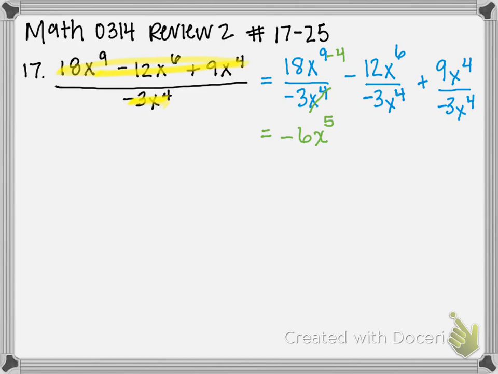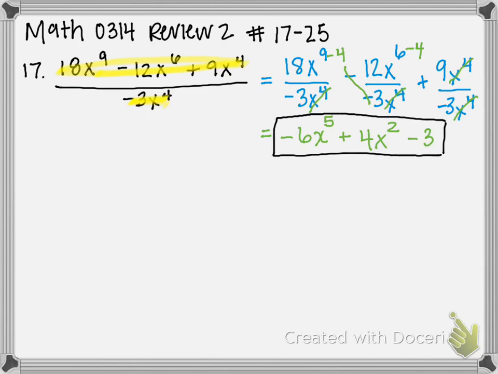Negative 12x to the 6th divided by negative 3x to the 4th. First, a negative divided by a negative, that's going to make a positive, and 12 divided by 3 is 4. X to the 6th divided by x to the 4th would actually be x squared. A 9 divided by negative 3 would be minus 3. And x to the 4th divided by x to the 4th cancels to a 1, but we don't need to bring that down because negative 3 times 1 would just be negative 3. So now we have our final answer. Every term in our numerator has been divided by our denominator.